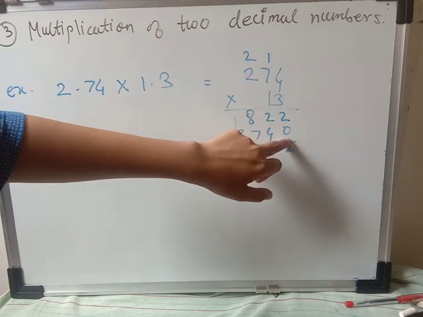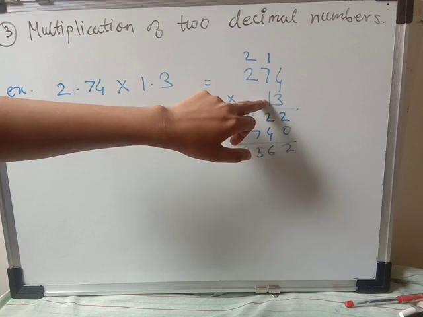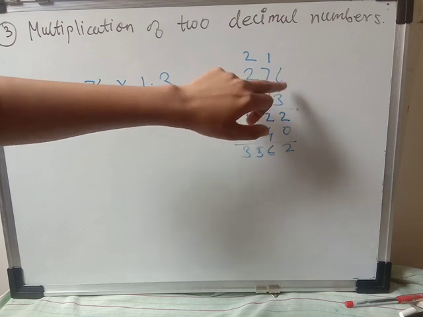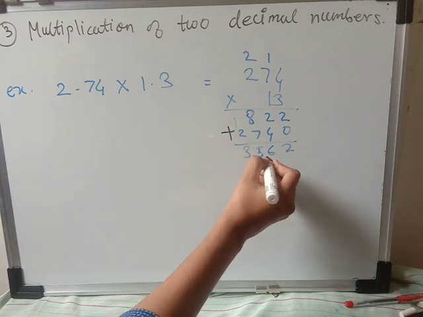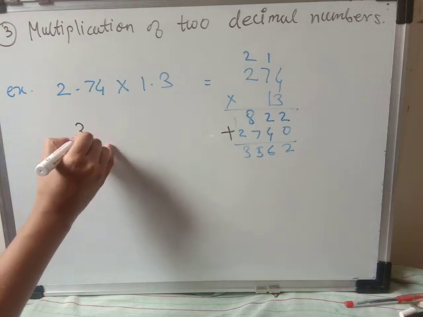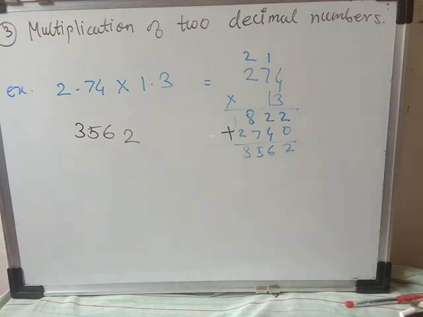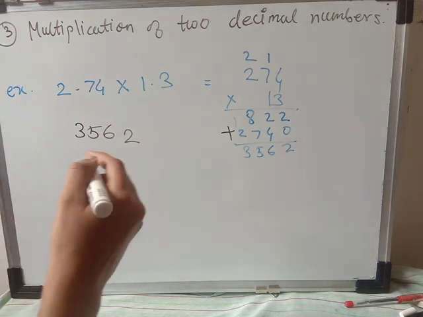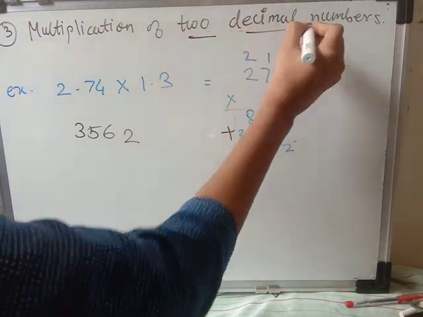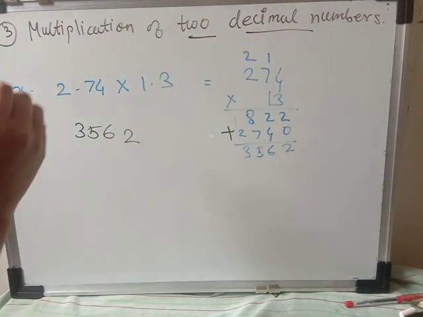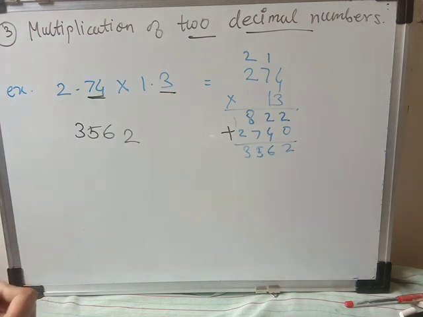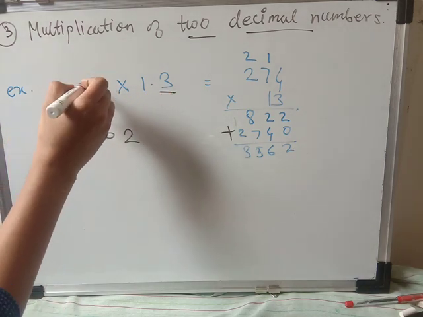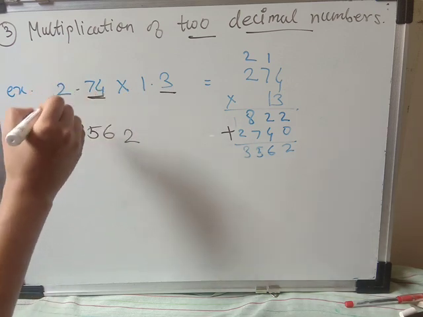Okay, then take 1 place 0, and here if we multiply 1 with all the numbers we get the same number. So here we got the answer, that is 3562. Okay, now we have to put the decimal. Okay, now how to decide? Now students, when you are multiplying 2 decimal numbers, remember that whatever the decimal places are there, you have to add them. Add them means not this 7 plus 4, no, the decimal places you have to add.